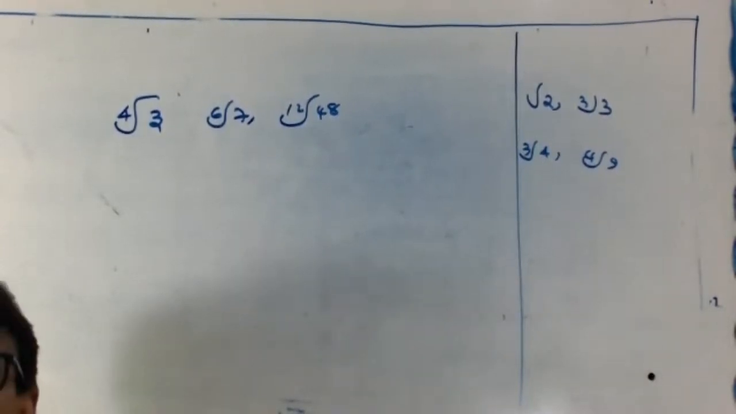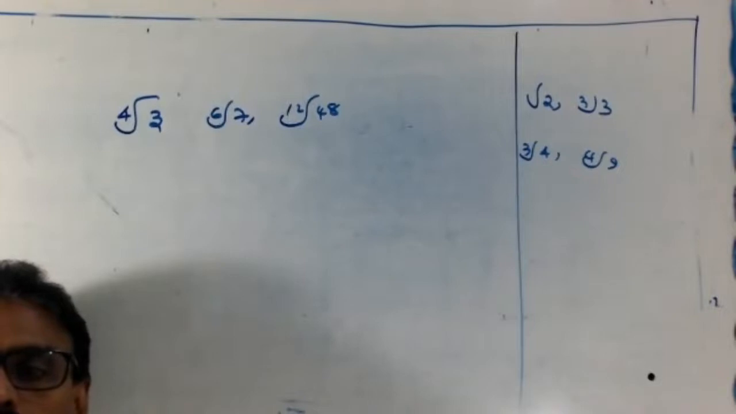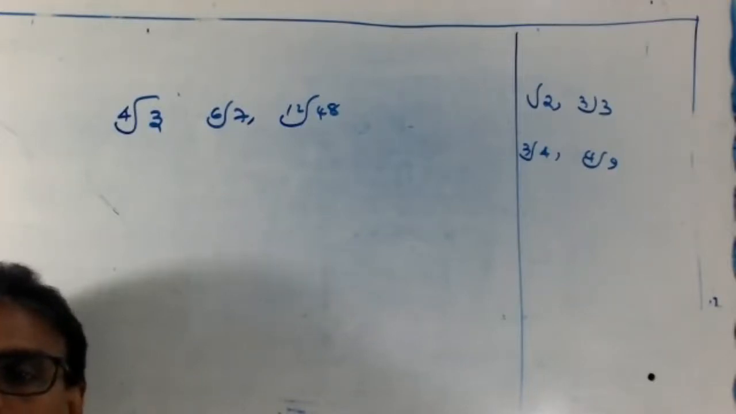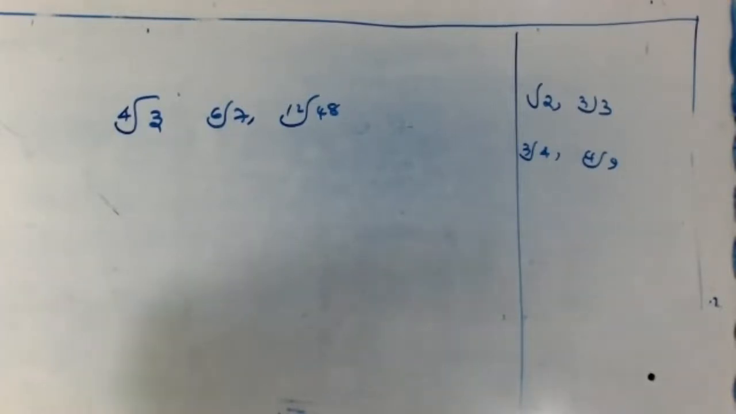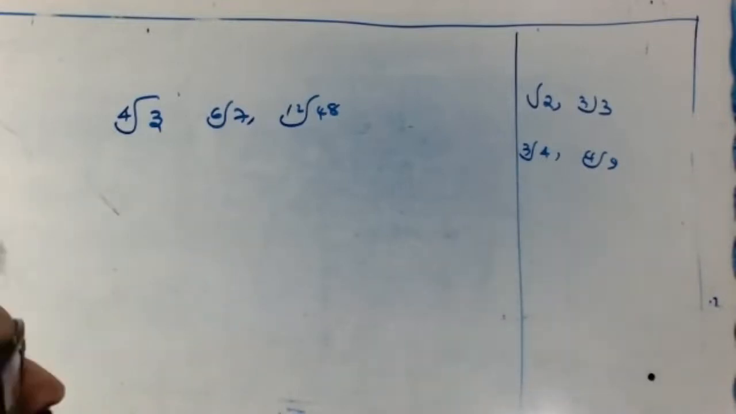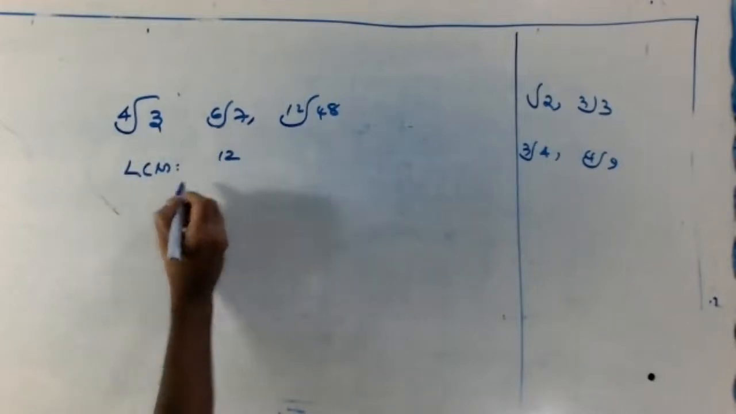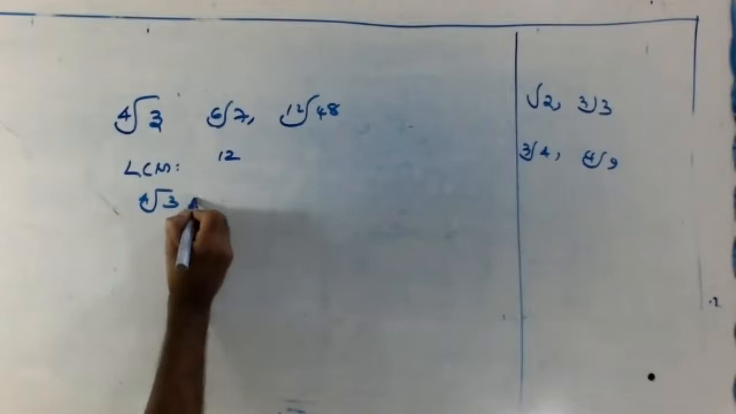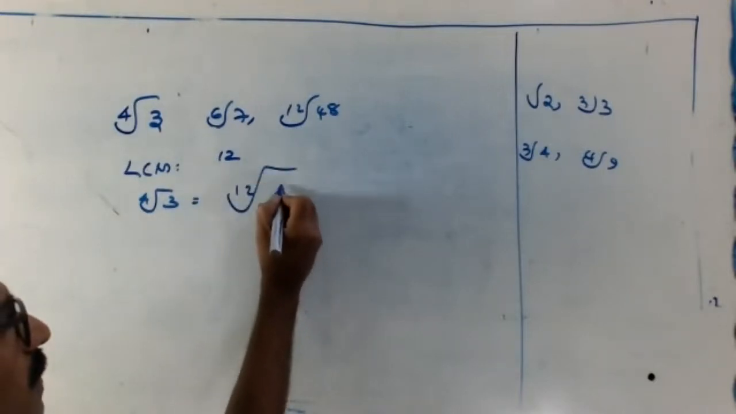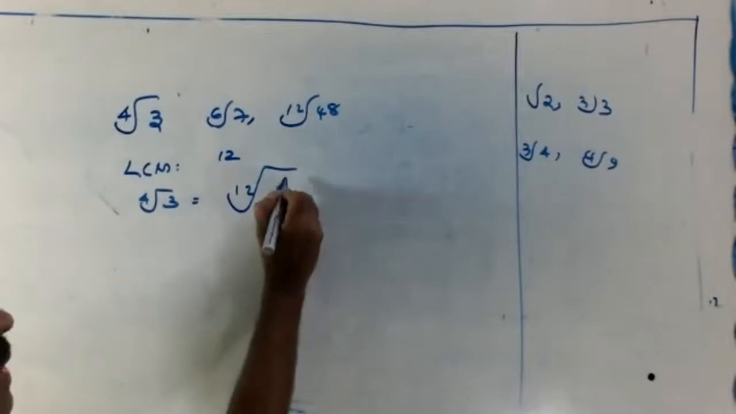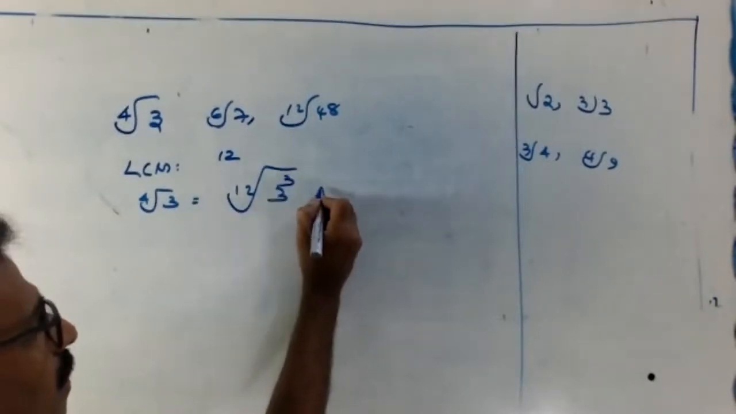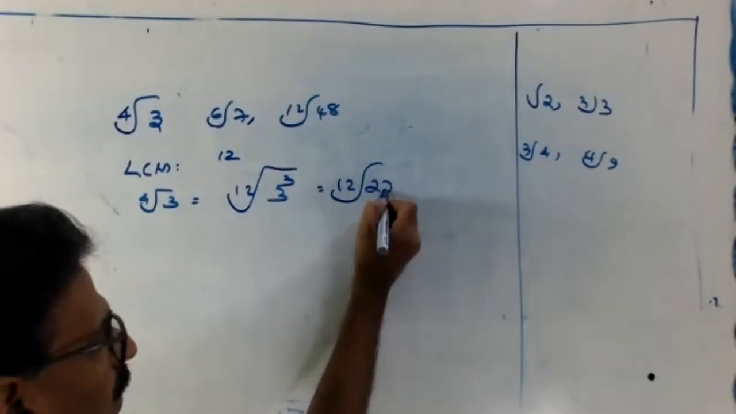Okay. Look here, don't try now. LCM equal to 12. Fourth root of 3: 12 here, 3 here, 12 divided by 4, 3. 3 cubed. Okay, so 12th root of 27.